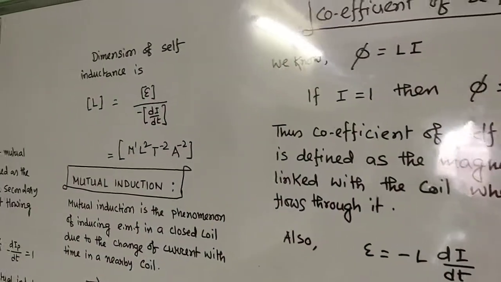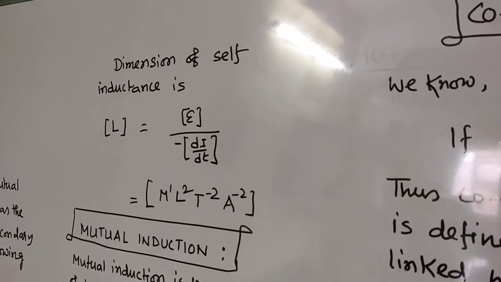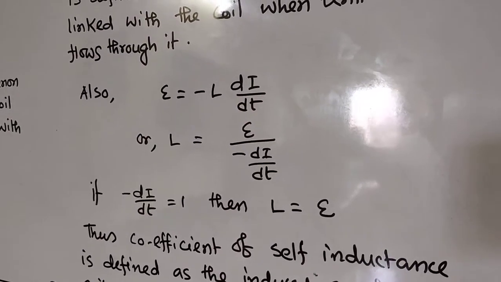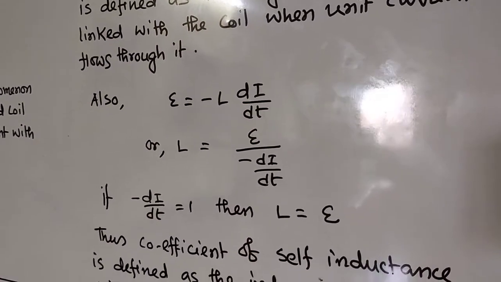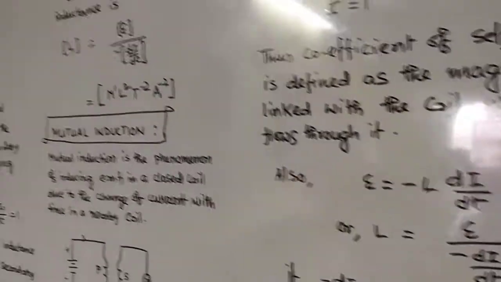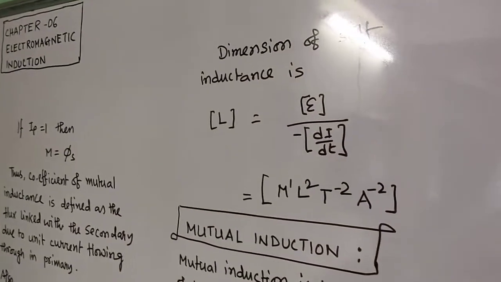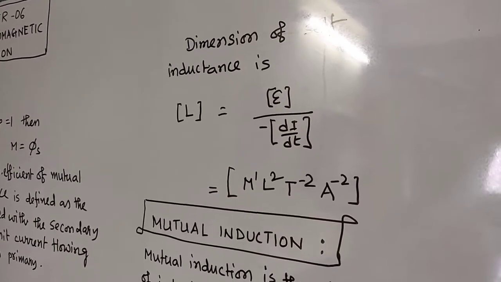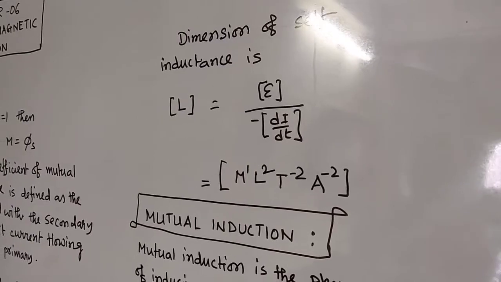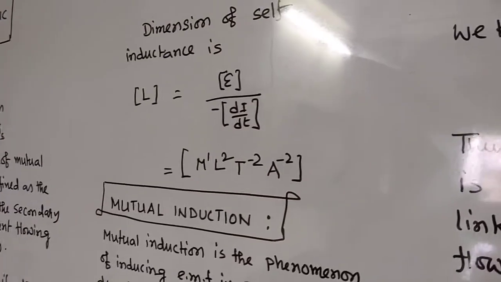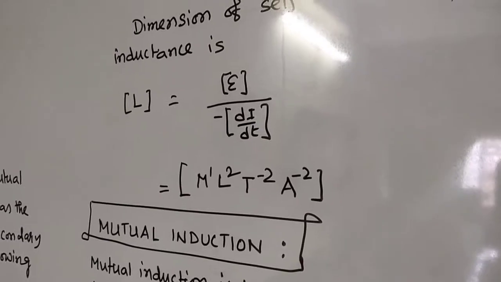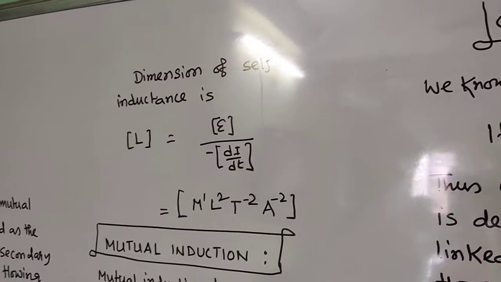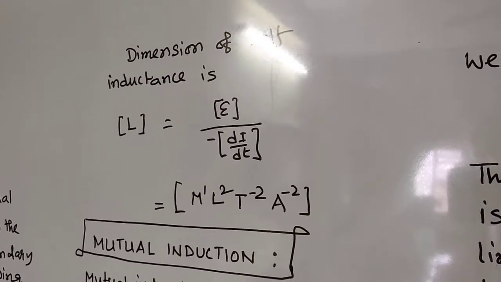Now you can define the dimension using this expression L equal to E by minus di dt. So you have to define the dimension for E, that is EMF or potential difference, which is work done per unit charge, and for di dt, the unit for current is ampere and time is second. So if you substitute and simplify, you will get M1 L2 T minus 2 A minus 2. So please check it out. I think you will get this one. So this is all about your self-inductance, coefficient of self-inductance and self-induction.